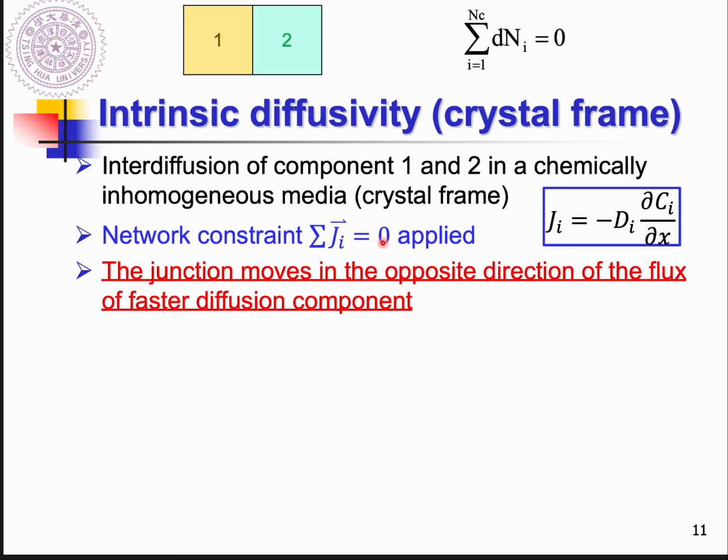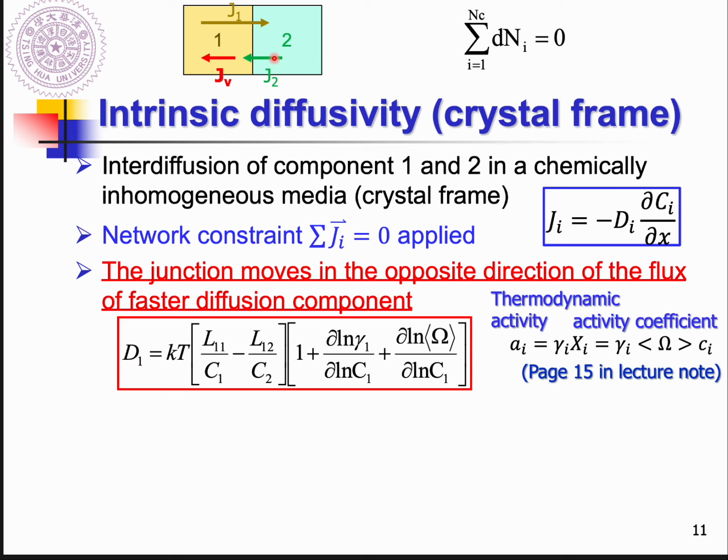Okay, so as we mentioned, there are two important pieces of information you need to learn from this diffusion couple, right? If J1 is larger than J2, first of all, in order to reach net flux equals 0, there is definitely a vacancy flux toward the left-hand side. Also, due to J1 larger than J2, the interface definitely moves to the left-hand side, so the junction moves in the opposite direction of the flux with the faster diffusing component.